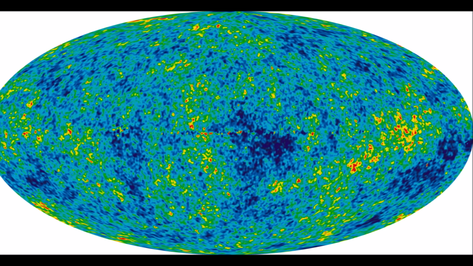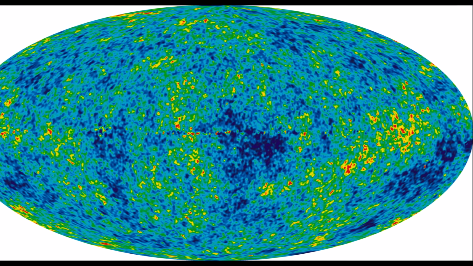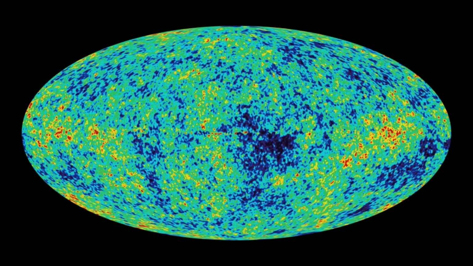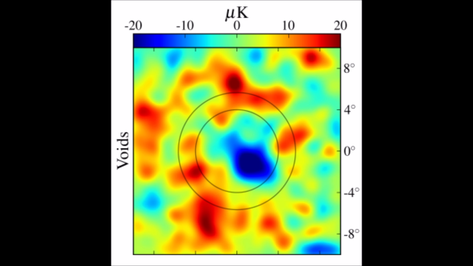Another thing we can use the cosmic microwave background for is measuring baryonic acoustic oscillation patterns, aka the distribution of normal matter and energy across the universe. On this map, the warmer areas correlate to filaments and the cooler areas correlate to voids and supervoids.